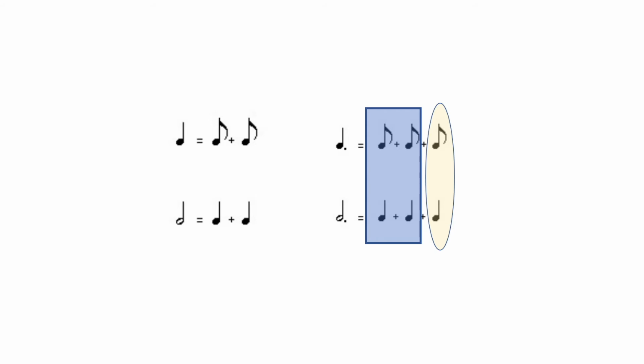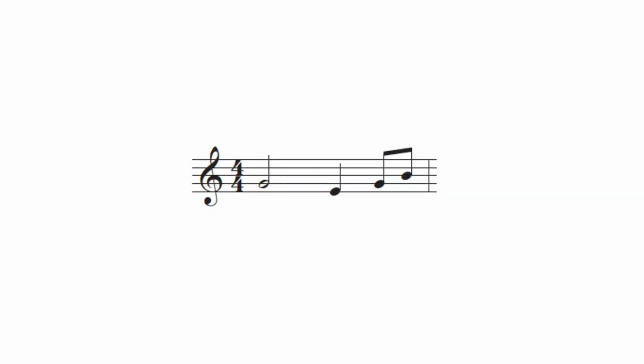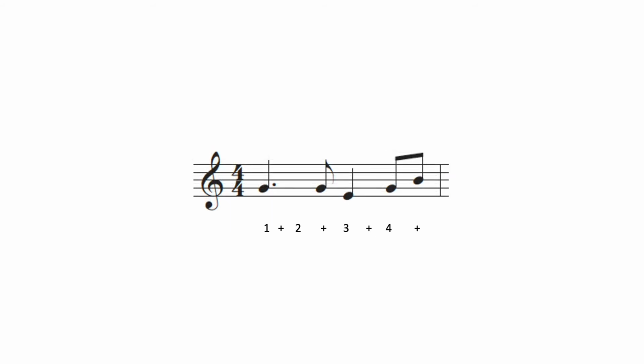Alright, so here is the first measure of our music example. What I'm going to do is I'm going to take that first note, that first half note, and I'm going to switch that for a dotted note followed by an eighth note. I've also added in the beats. Because I am using eighth notes, I'm going to be counting 1 and 2 and 3 and 4 and. So let's listen to what this melody sounds like now.